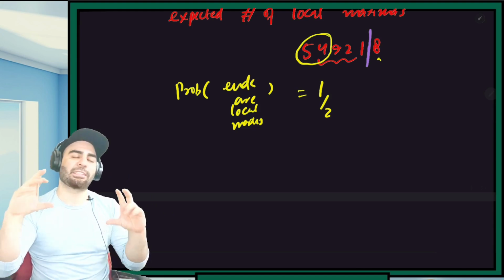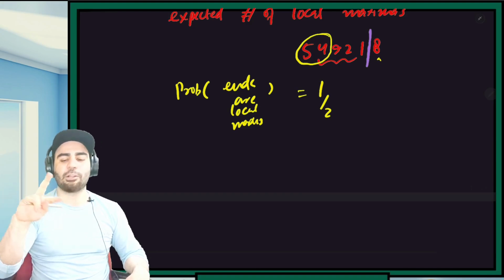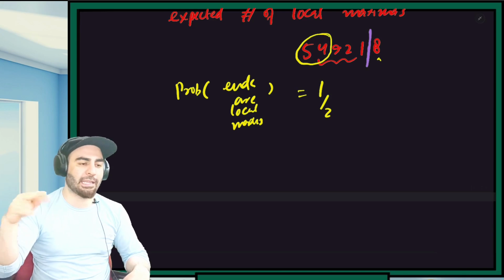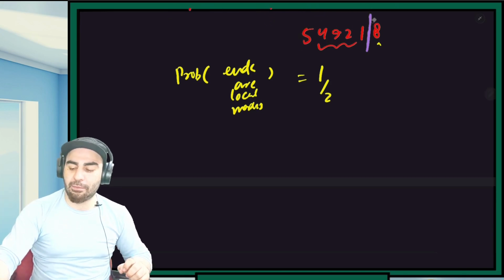Ends are local maxima. So here you clearly saw that for 5 and for 8 you have other numbers also. You can either write it as 5 4, that means 1 by 2 probability, and you can write it as 8 1. There is again 1 by 2 probability. Now the middle number. If you take some numbers in the middle, it should be a local maxima.